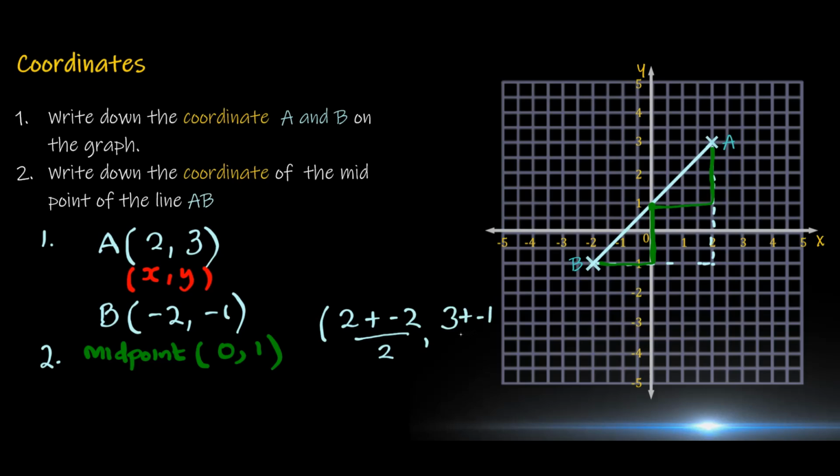-1 divided by 2. Plus next to a minus is a minus, so 2 take away 2 is 0. 0 divided by 2 is 0. For my y coordinate, 3 plus -1 is 3 take away 1, which is 2. 2 divided by 2 is 1. So you can see that we got exactly the same coordinate, but I would recommend learning how to do the calculation because it's easier and quicker than counting across.